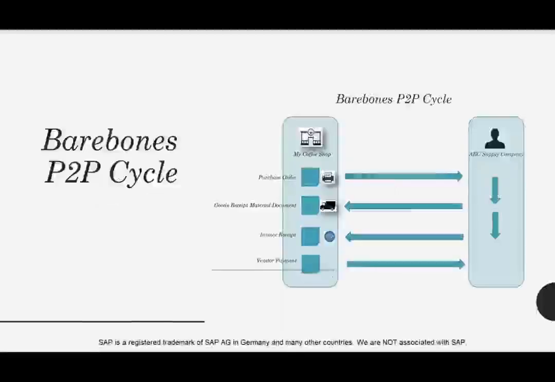So let's summarize what we have learned here. We have seen what is a bare bones P2P cycle, P2P for procure to pay. There are 4 transactions: purchase order, goods receipt, invoice receipt, and vendor payment.